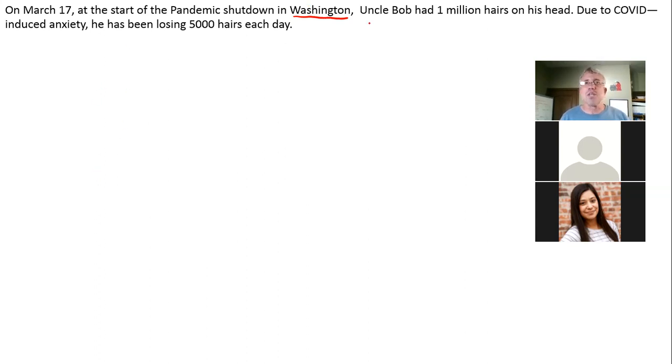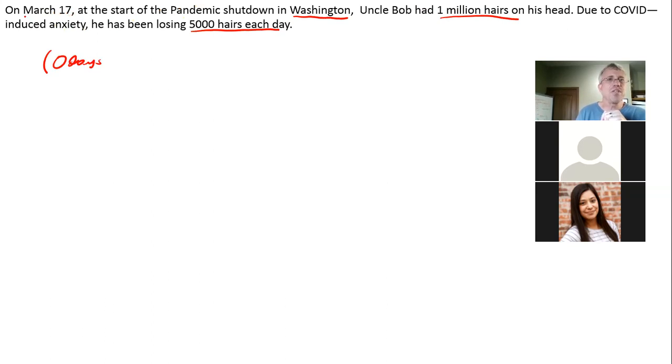So at the start of the pandemic, Uncle Bob had 1 million hairs. Due to COVID-induced anxiety, he's been losing 5,000 of them each day. This is a linear model smacking me in the face. So right here, this 1 million hairs, what's that correspond to? At 0 days, there was 1 million hairs. That's right. That's 0 days because it's at the start.